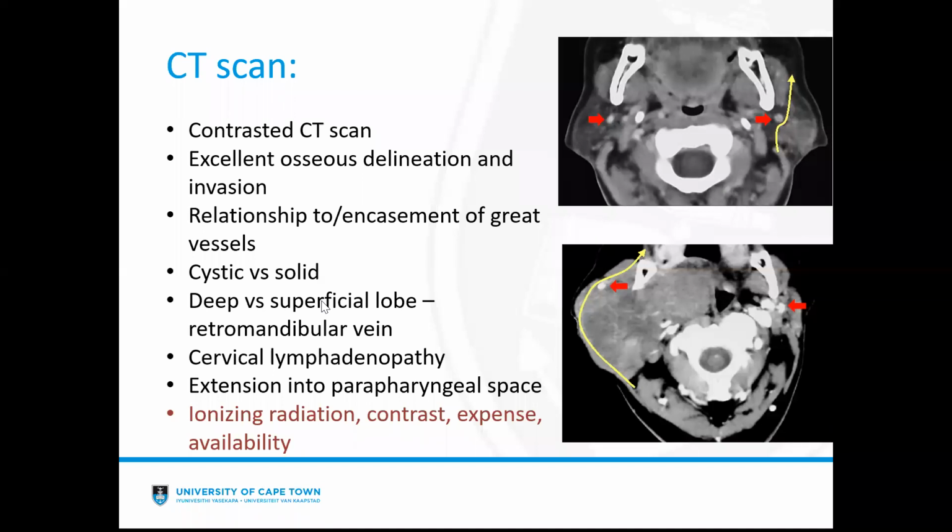In the top image, the red arrow indicates the retromandibular vein, with the yellow arrow indicating the course of the facial nerve. In tumors originating from the deep lobe, the retromandibular vein will be lateralized, as in the lower image, which is important to note, as in such cases, surgically, the facial nerve will be significantly more superficial than expected. And in tumors of the superficial lobe, the retromandibular vein will be medialized. CT further allows for assessment of extension into the parapharyngeal space.